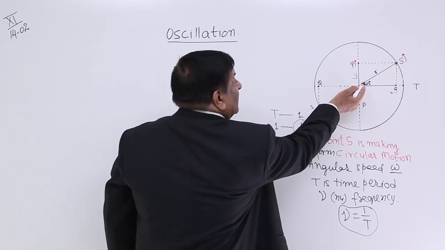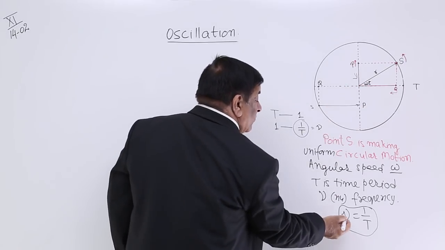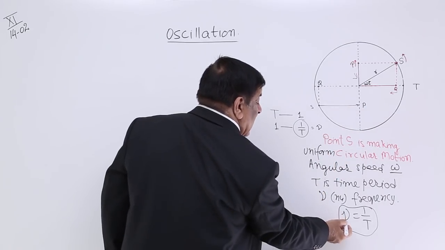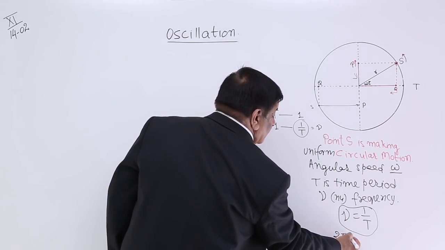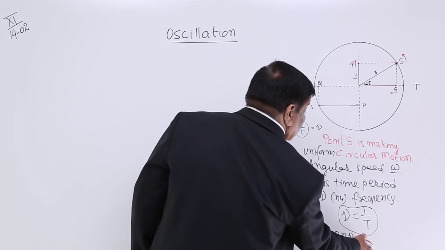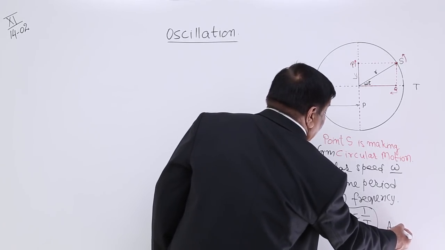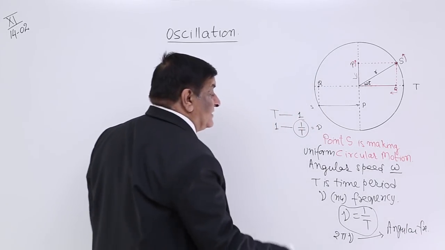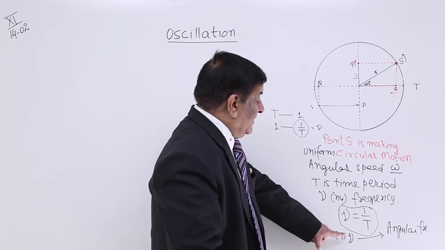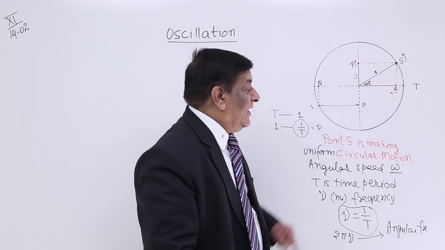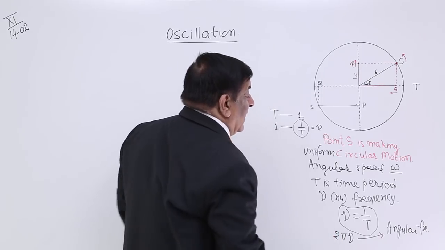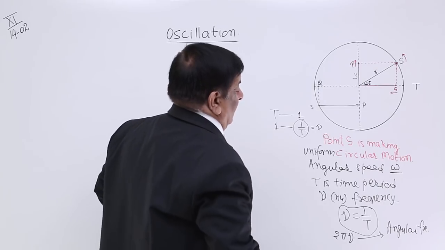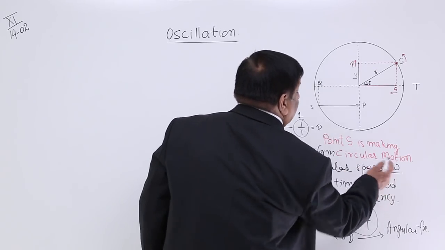In 1 cycle it makes angle 2 pi. So in 1 second how much angle is made? The answer is, in 1 second the angle made is 2 pi nu. So this term we call angular frequency. This angular frequency 2 pi nu is again equal to omega. This we have studied. So angular frequency and angular velocity both are one and the same thing. Okay. This is angular speed omega.